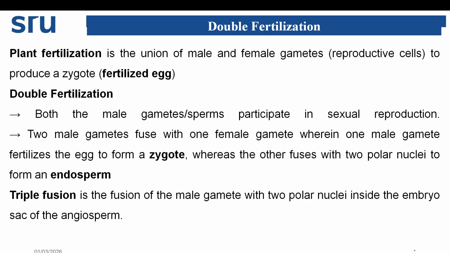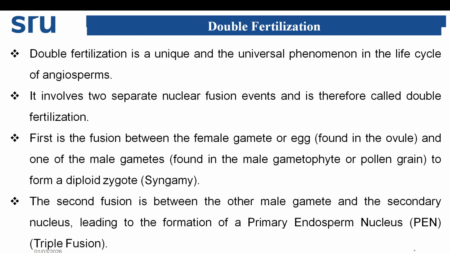Then what does double fertilization mean? Both the male gametes participate in sexual reproduction. 2 male gametes fuse with 1 female gamete, wherein one male gamete fertilizes the egg to form the zygote, whereas the other fuses with the two polar nuclei to form an endosperm. Triple fusion is the fusion of a male gamete with two polar nuclei inside the embryo sac of the angiosperm.